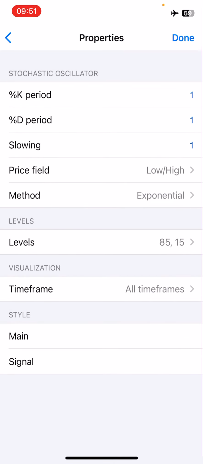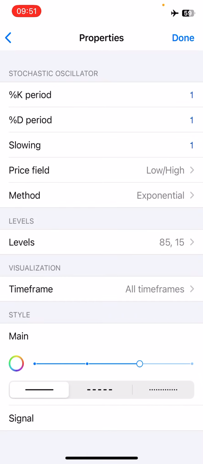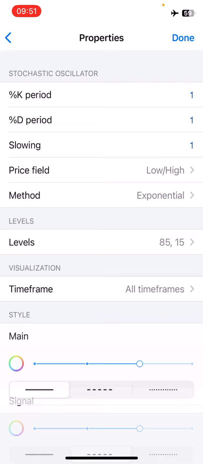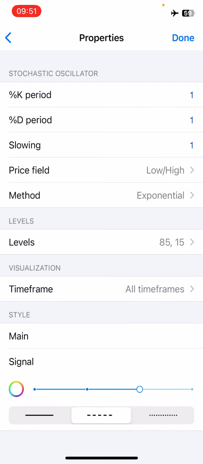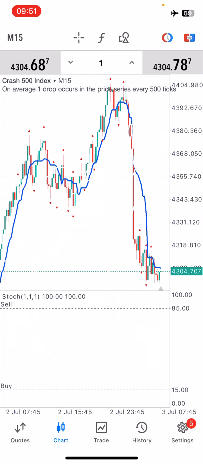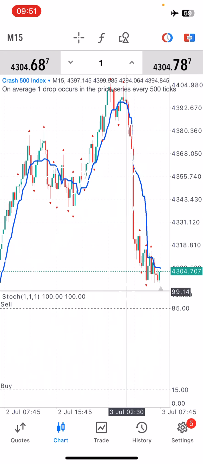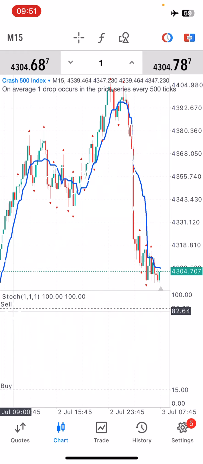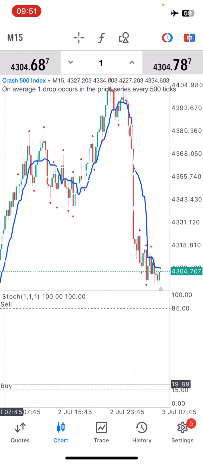Then click done, and again we want it to appear on all time frames. And then the styling, please make sure these have the same color as your background. So my main and my signal are all white because I have a white background. What we need from this stochastic are only levels. So if I click done, you'll see that the only thing that will be in our indicator window 1 will be the levels. We've got the level 85, which is labeled sell, and level 15, which is labeled buy.